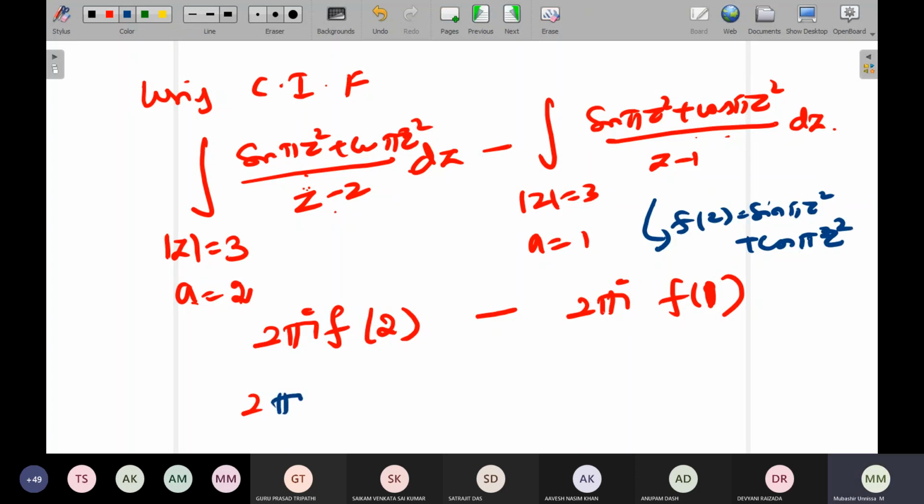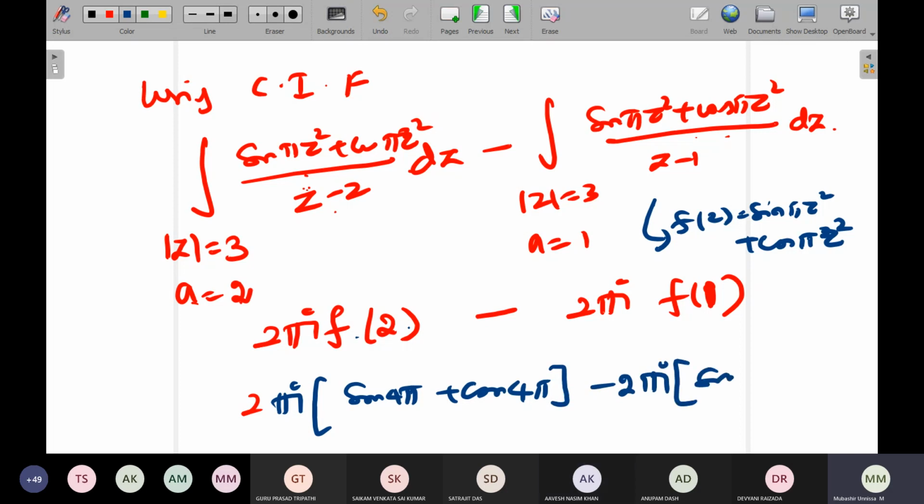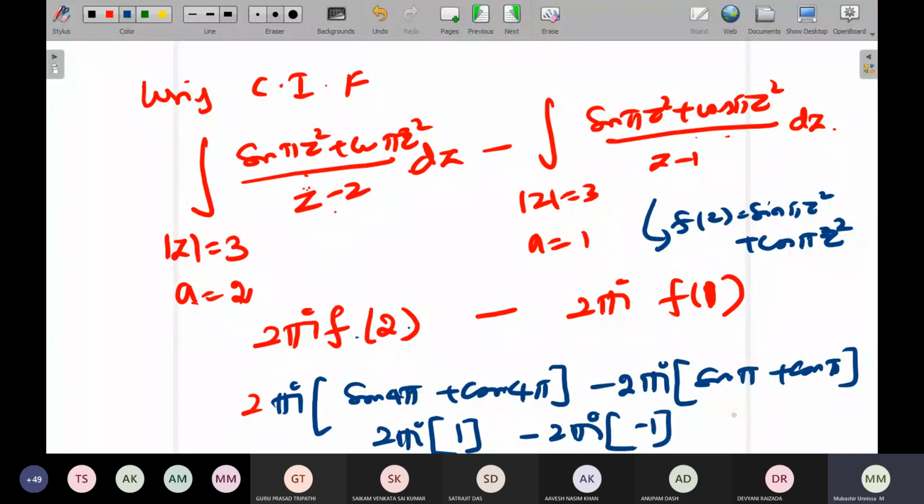Okay, so you can write this as 2πi into f(2). f(2) means sin 4π + cos 4π, minus 2πi into (sin π + cos π). So what you will get: 2πi into, sin nπ is 0, cos 4π will become 1. The second integral: minus 2πi, sin π is 0, cos π is minus 1. So plus 2πi plus 2πi will become 4πi. The answer is 4πi.